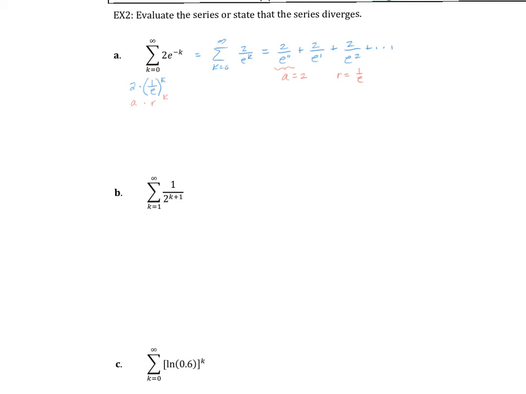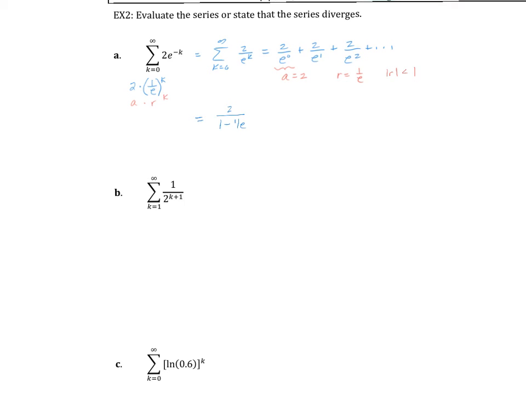I noticed that the absolute value of r, 1 over e, is less than 1. So I know it's going to converge. And in fact, this series is going to be equal to a, which is 2, over 1 minus r, which is 1 over e.